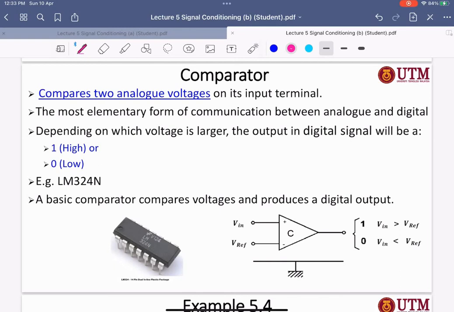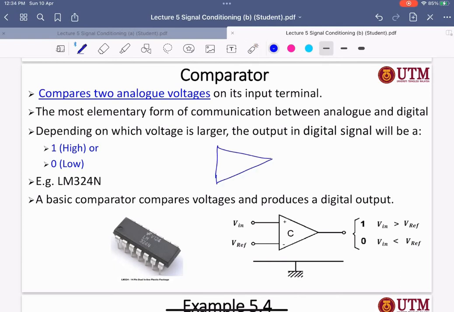What it does is compare two analog voltages on each input terminal. So if you look here, you have the input and you also have your reference that you set as the level. Okay, all right. So depending on which voltage is larger, the output is a digital signal: 1 will be high or 0 will be low. Okay, it means like this. You have the comparator.